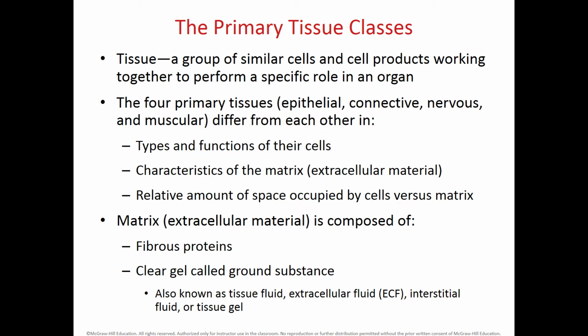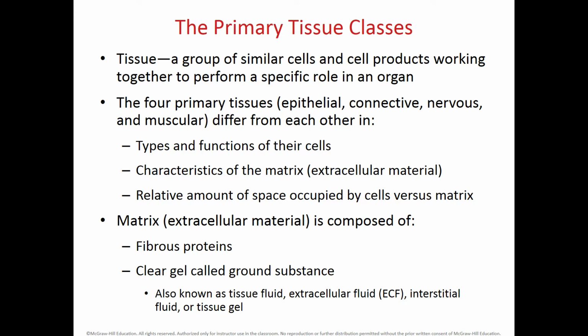Although the four primary tissues are different from each other, all of them have, of course, cells, and the cells have, as I mentioned before, a specific function. And also the tissues have an extracellular matrix, and they have a relative amount of space in between the cells. Now, the four primary tissues have then these characteristics.